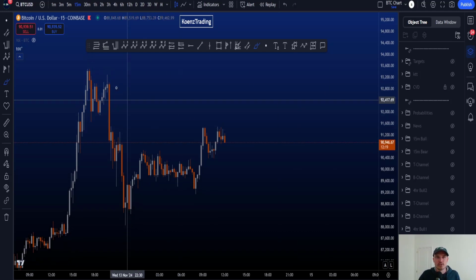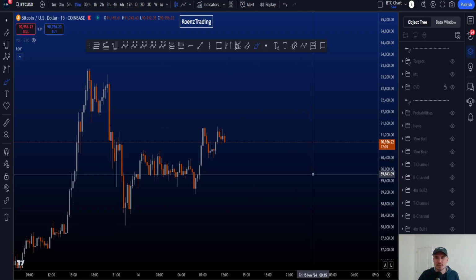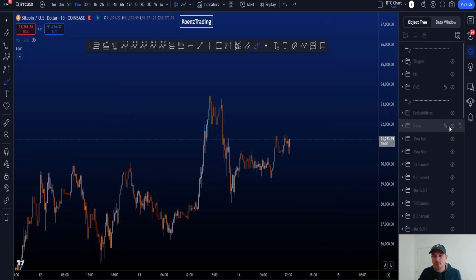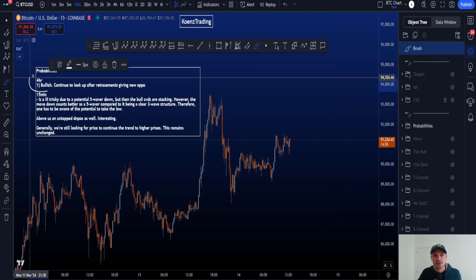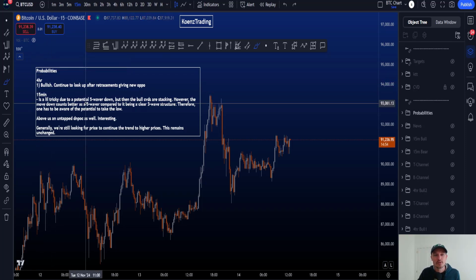If we then look at the news, as we do have some news today, Thursday, November 14, 2:30 p.m. Central European time, there is some high impact news, so make sure you trade safe, as well as 9 p.m. Central European time, so it might increase the volatility. And if we then look at the probabilities of the different scenarios, then on the 4-hour time frame, the probabilities remain bullish. It is absolutely normal to have retracements in a bull market, and also these retracements give new opportunities to be part of the bigger trend.